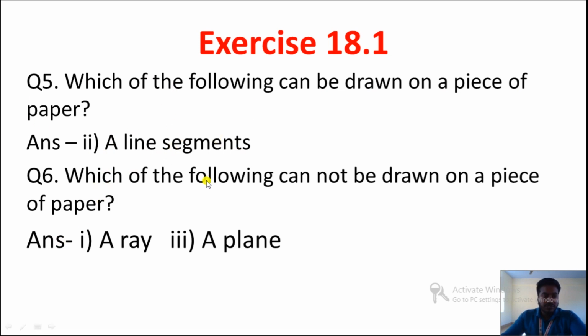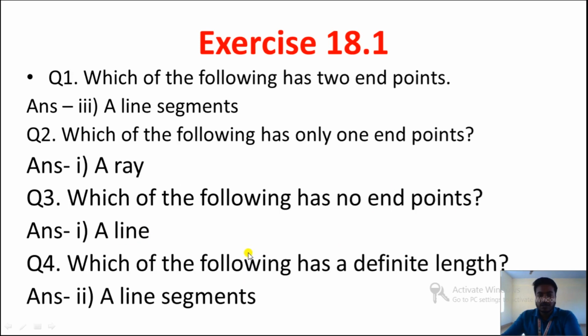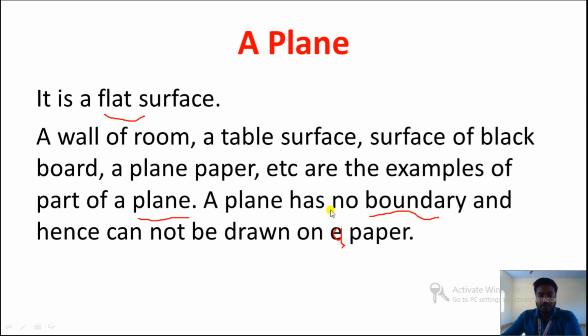And last question. Which of the following cannot be drawn on a piece of paper? Ray. The starting point is fixed, but the other side is not fixed. One side is fixed but one side is not fixed, that we can draw endlessly. All right, so that cannot be drawn on a piece of paper. Same with the case of a plane. Just now we studied about the plane. A plane has no boundary and hence cannot be drawn on a paper.